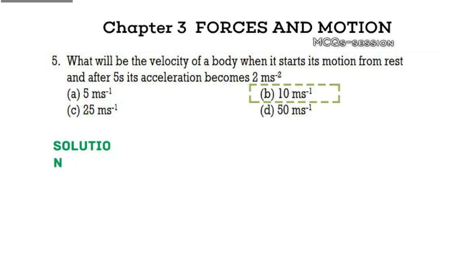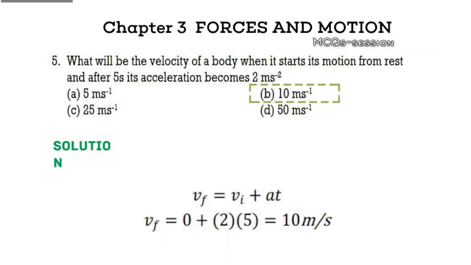Explanation: since the body starts from rest, use the formula that equals initial velocity plus acceleration times time. Here, that results in a velocity of 10 meter per second after 5 seconds.